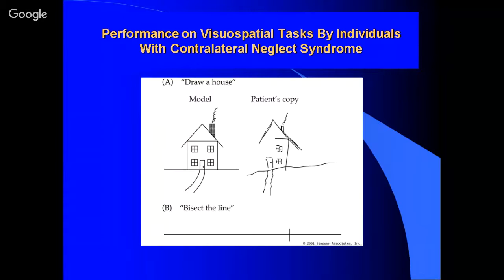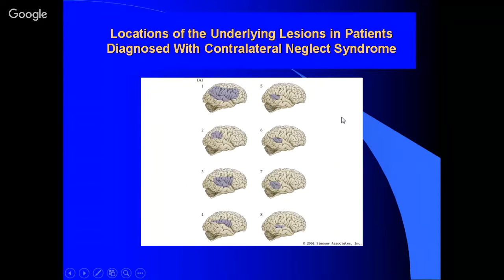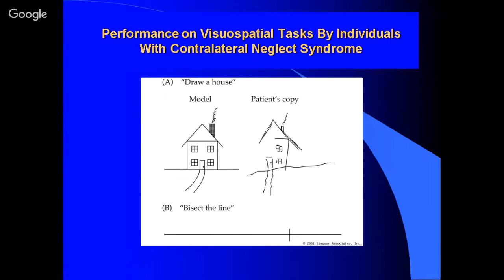A lot of the time, and I think on the next slide, there's a whole world. Marshall Mesulam has a book on behavioral neurology that I love. I think all of you should just read the book. It's a really good book. In it, he talks about much more complex levels of space. For instance, if you turn the house on its side, so the roof is over here, will they neglect this side and draw only part of it? The answer is no. They still draw half the house, on a diagonal.